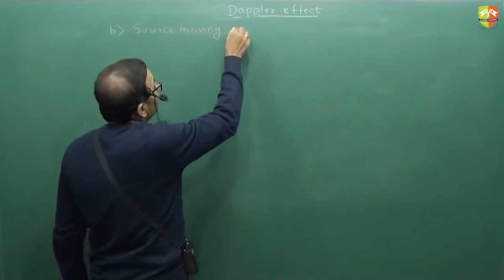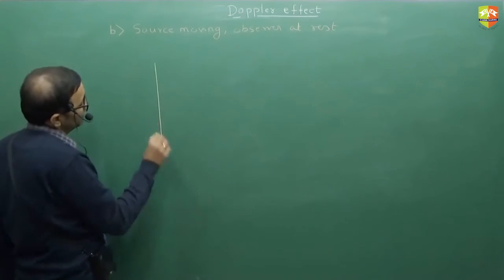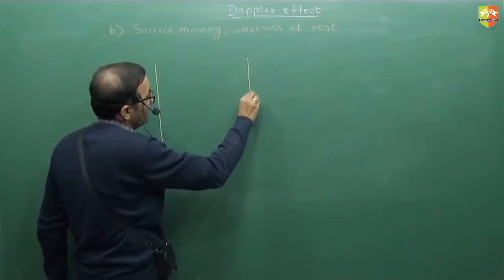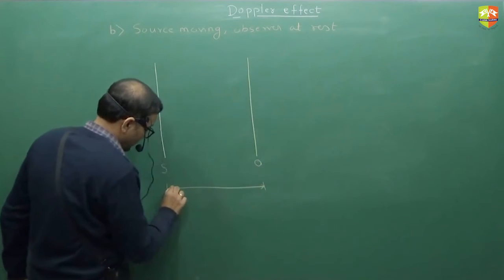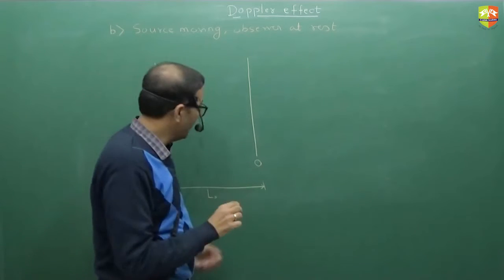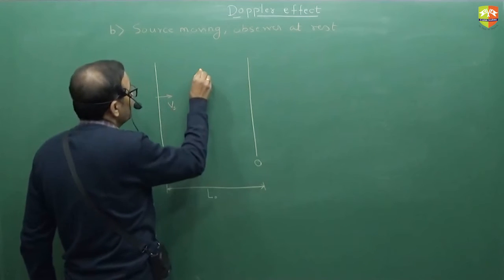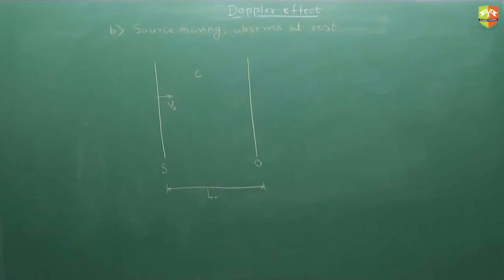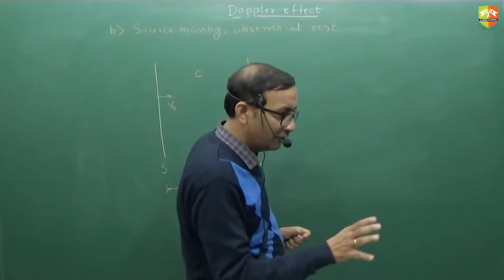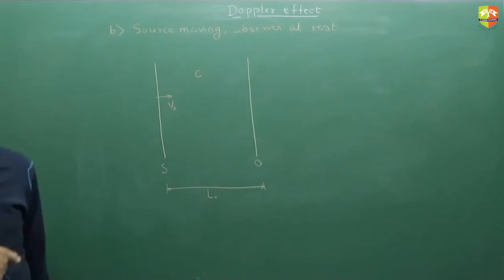Source moving and observer at rest. So this is the source again, and this is the observer. Let's say the length is L naught. So you remember whatever we have done. Now assume that the source is moving to this side with velocity of Vs, and the speed of sound is C. Can you derive the apparent frequency yourself? Don't introduce a sign convention right now. We have derived it properly when it was going that side. We'll come back to that, but right now you derive for this scenario.